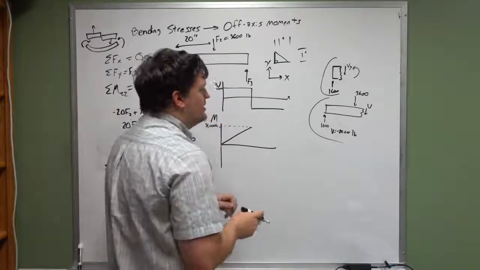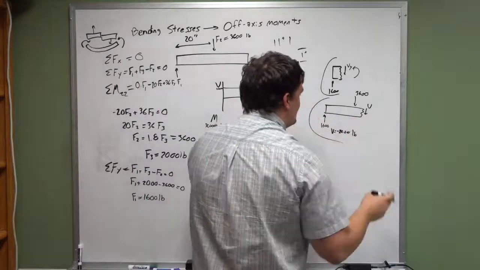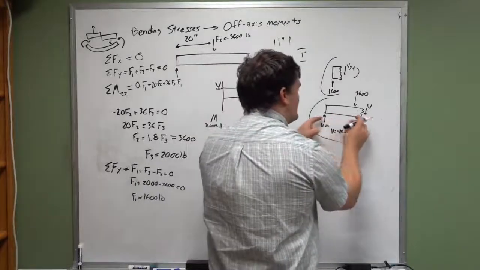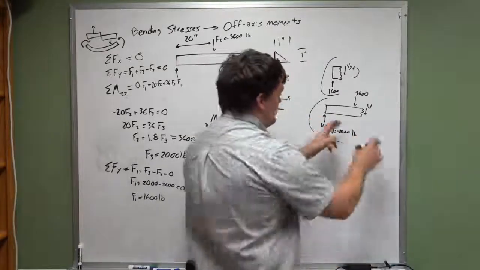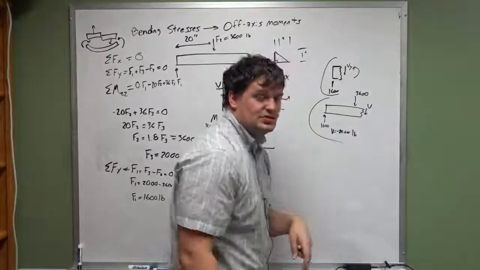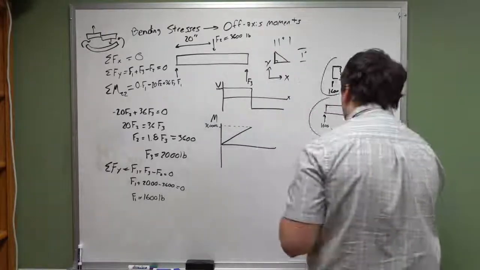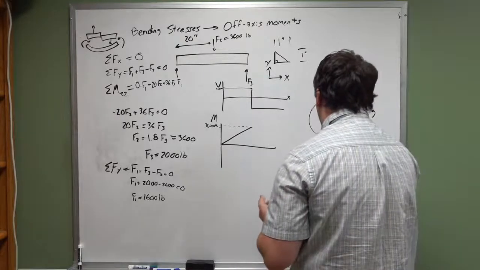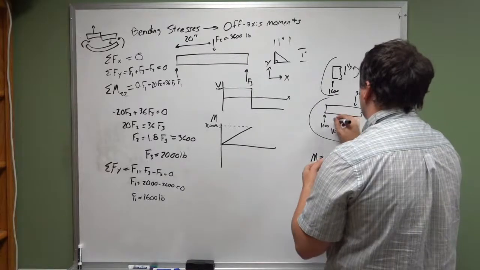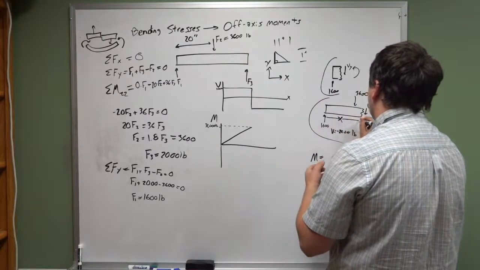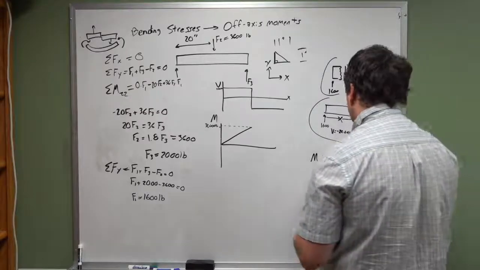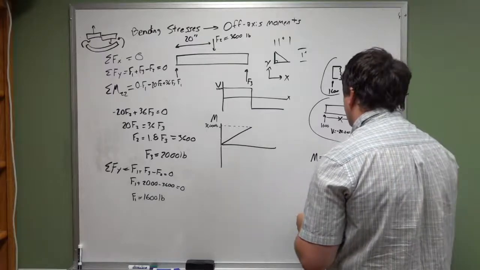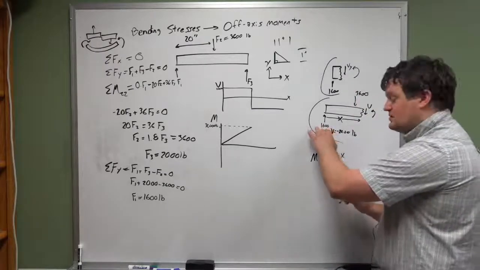Now, if you keep going beyond that, we have two sources of a moment. You have a moment generated by this, and a moment generated by this. The equation for this moment is going to be, let's say that x is the distance from 0 to wherever we cut our cross section. So we have 1600 times x. That is the moment created by this.